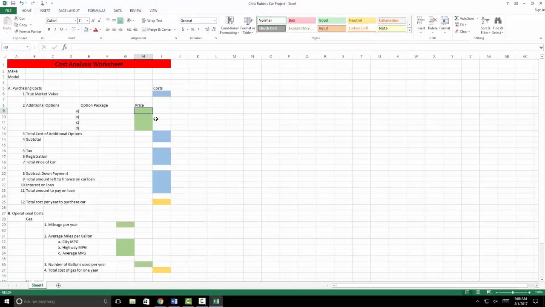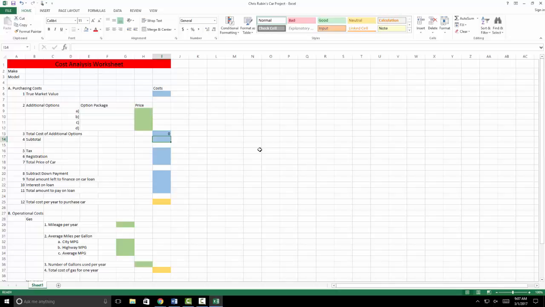The next thing that we need to do is input formulas in the appropriate cells using cell reference numbers. In the written tutorial, you'll also see the cell reference number and the formula that needs to be input. So let's start with I13, the total cost of additional options. For this, we're going to add cells H9 through H12. So to do that, we're going to go equals SUM of H9 through H12, and we'll close the parentheses. There's my formula, and I'll hit enter. Now, obviously, it's going to show up as 0 for right now because we haven't input those values yet.